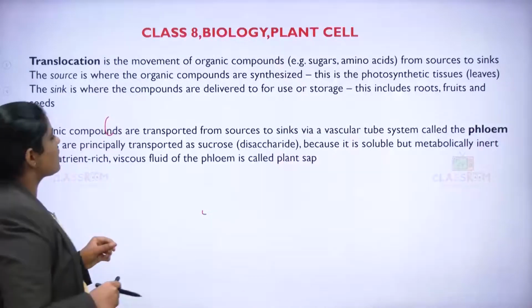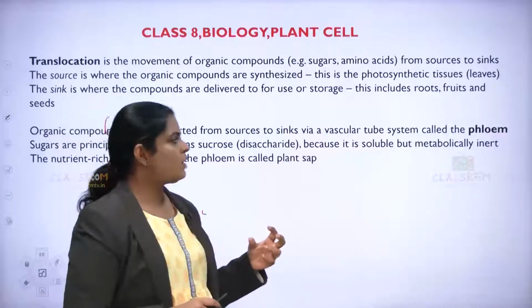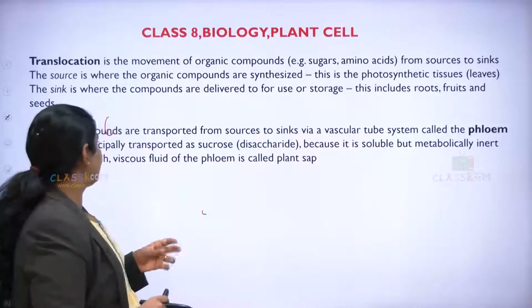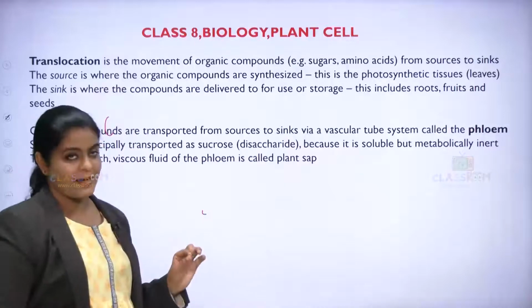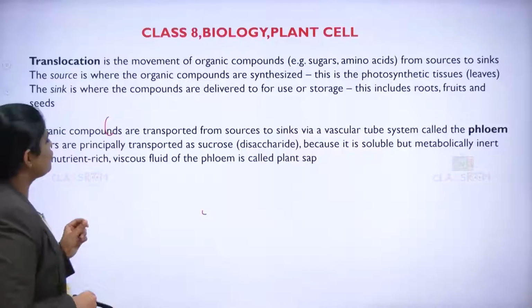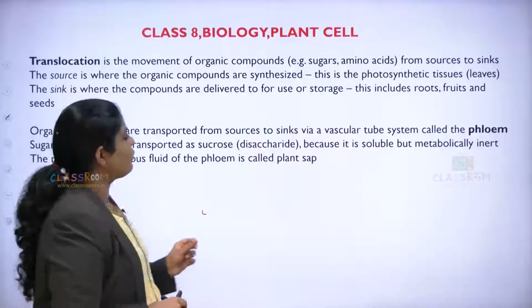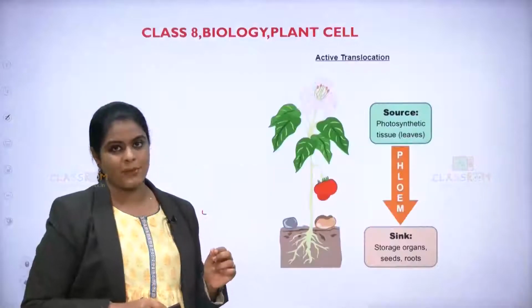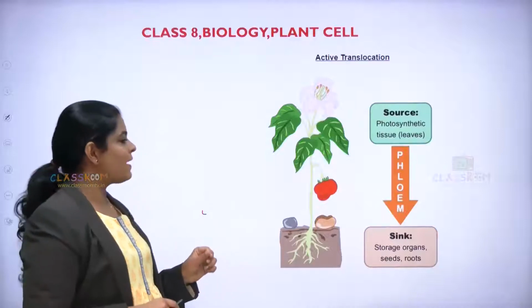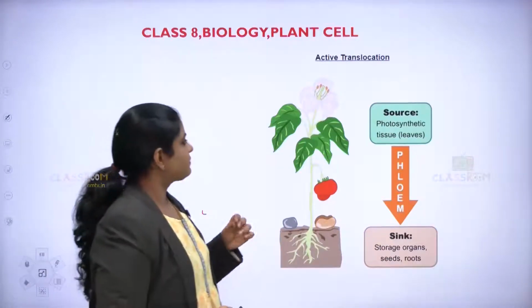Sugars are principally transported as sucrose because it is soluble but metabolically inert. So, they are initially transported as sucrose, and the nutrient rich viscous fluid of the phloem is called as plant sap. So, the food is nothing but the plant sap, alright.